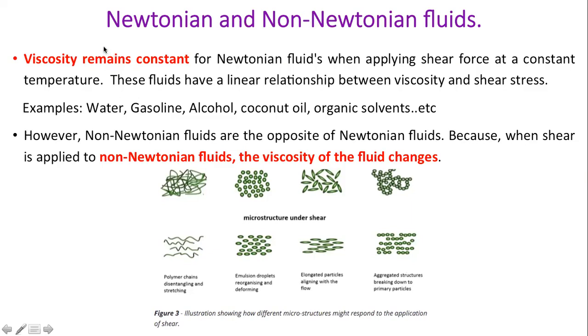Right, okay. Then for Newtonian fluids, viscosity remains constant. Right? For Newtonian liquids, it means these liquids follow Newton's law. Viscosity remains constant for Newtonian fluids when we apply shear force at a constant temperature. These fluids have a linear relationship between viscosity and shear stress. So it's easy, and some examples are also there. When it comes to non-Newtonian fluids, viscosity will change with the shear force.